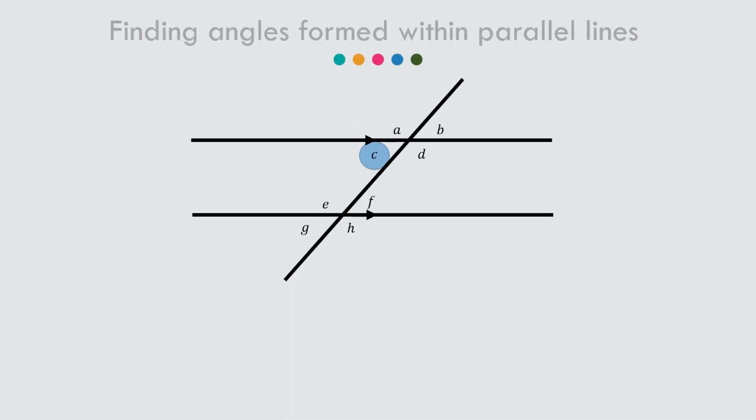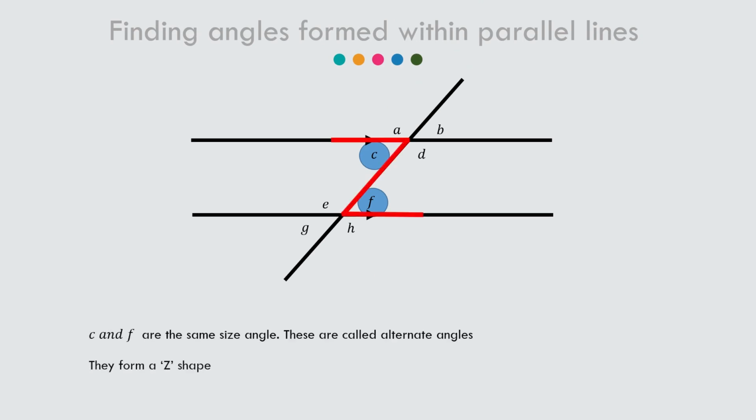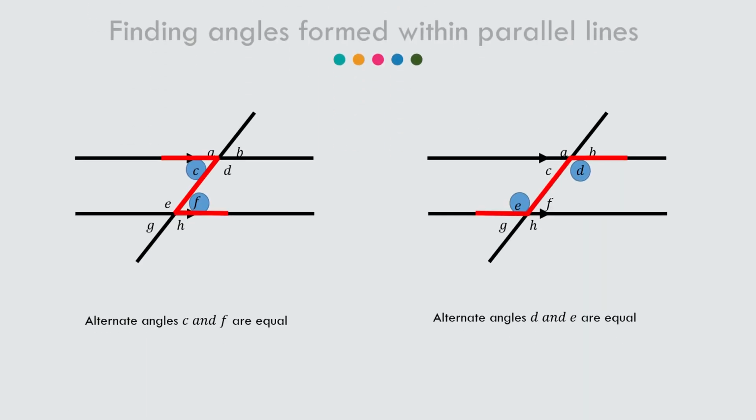C and F are the same size angle. These are called alternate angles. They form a Z shape. Here are two Z shapes. Alternate angles C and F are equal. Alternate angles D and E are equal.